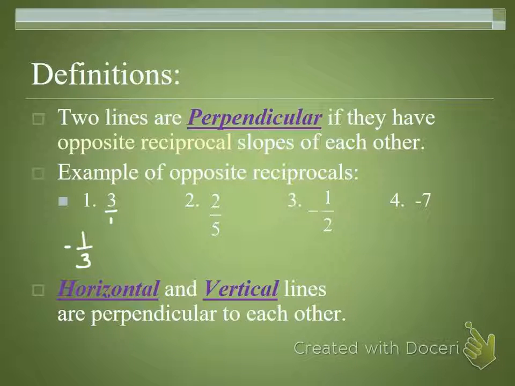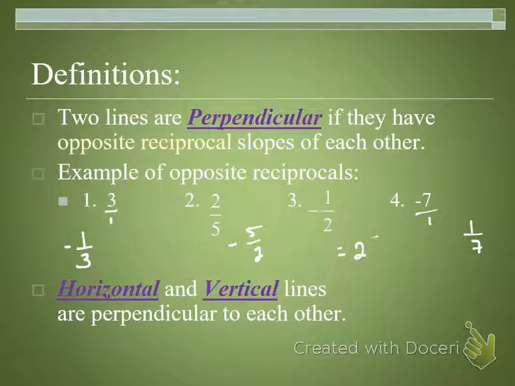If the slope is 2/5 of one line, the perpendicular line is, flip it over, switch the sign, -5/2. What about -1/2? Think about it, flip it over, change the sign, it's +2/1, or you can simply just say that it's 2. And last but not least, if the slope is -7, the opposite reciprocal would be flip it over and switch the sign.